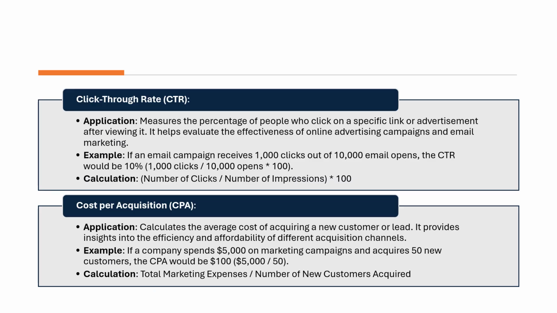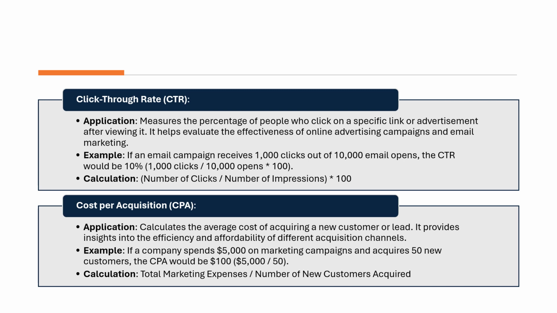CTR. This is another very important KPI. It measures the percentage of people who click on a specific link or advertisement after viewing it. And it helps evaluate the effectiveness of online advertising campaigns and email marketing. So suppose an email campaign receives thousands of clicks out of 10,000 email opens, the CTR would be 10%. Here you can see number of clicks divided by number of impressions, that comes out to be 10,000 opens as it is written, multiplied by 100. So for these formulas, you have to make sure that you know how we are calculating.